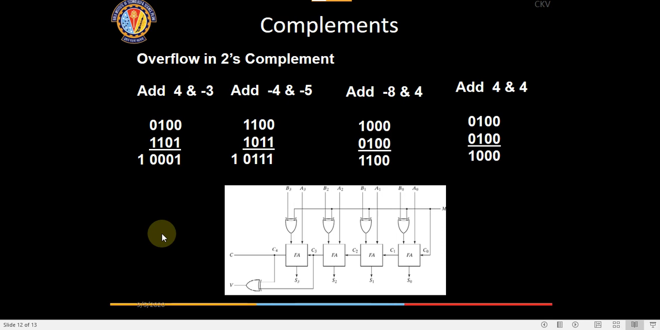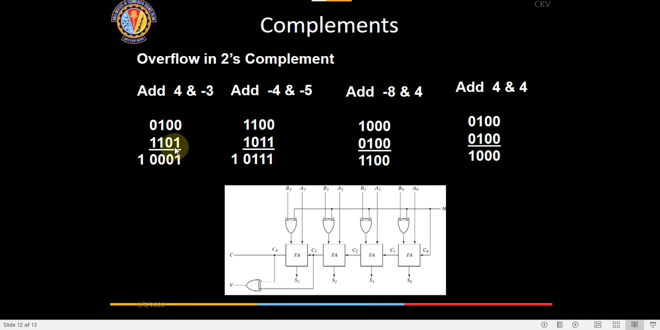Whenever V is 1, it will be an overflow, right? And there may not be a carry, but still V could be 1. Since it's an XOR gate, I have given that 4, see here, this is the specific example where there will not be a carry. Add 4 and 4. Is there a carry? No. But is there an overflow? It is, because it can handle only till plus 7, because it's a 2's complement 4-bit computer.